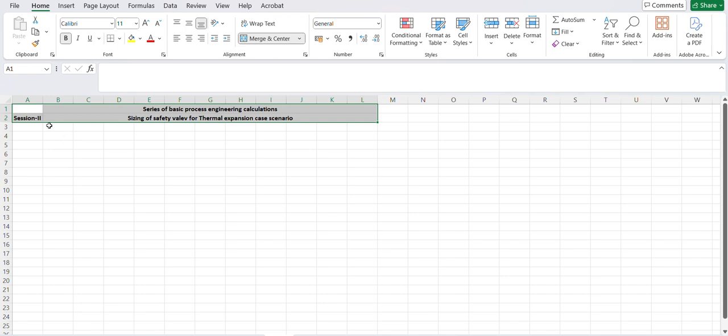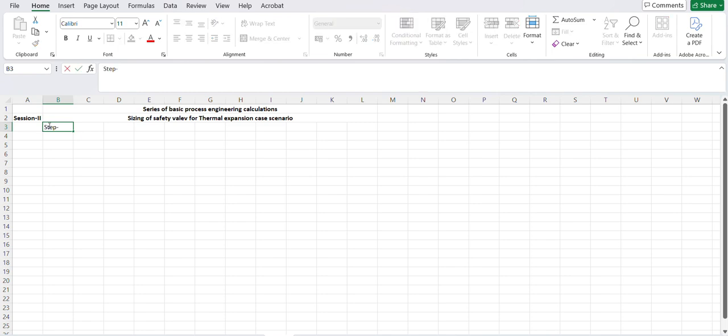In the last session, we focused on the different scenarios based on which safety valve sizing is done. And in this session, we start with the first case: the calculation of relieving rate and the safety valve sizing for the thermal expansion in the xylene transfer line from the tank farm to the plant.